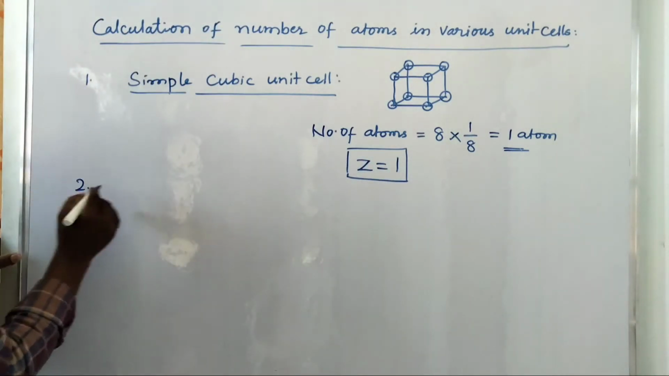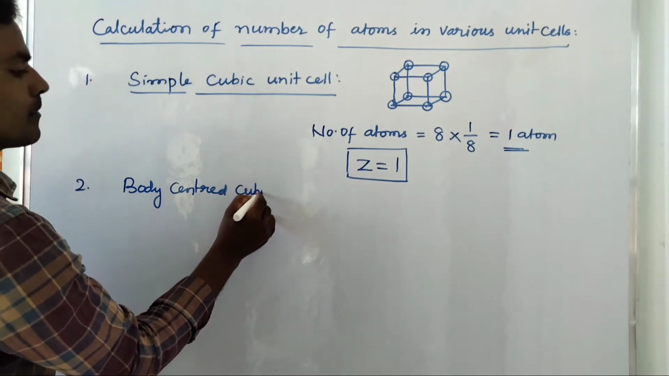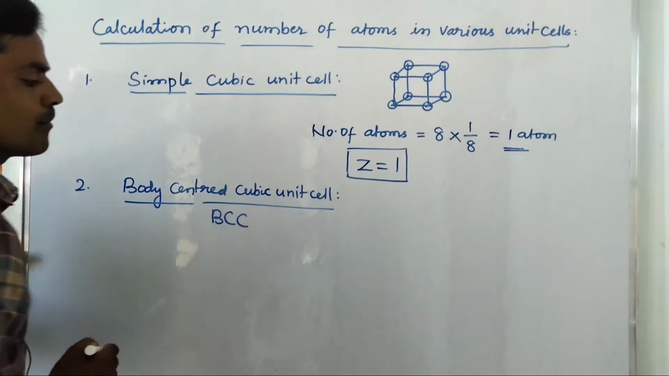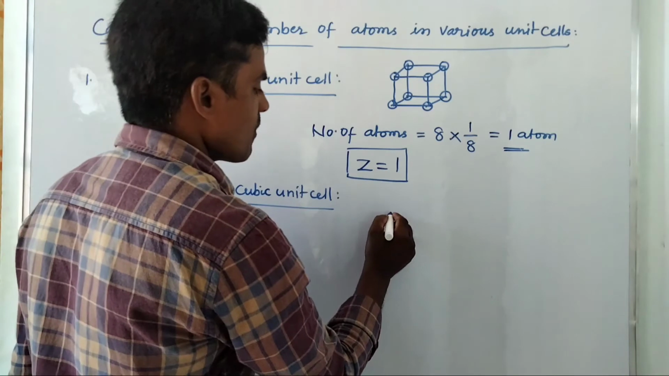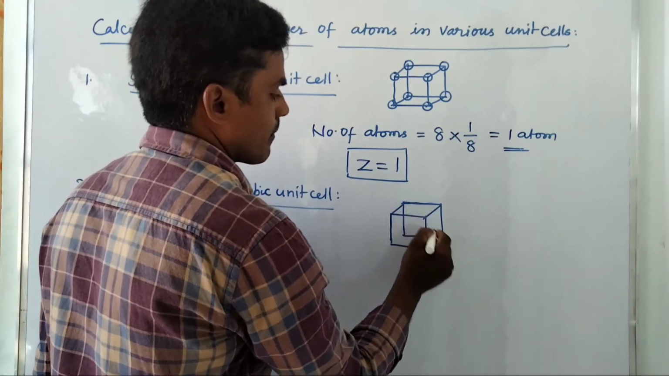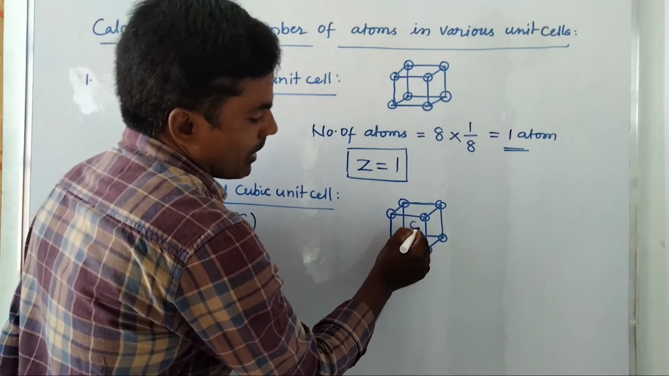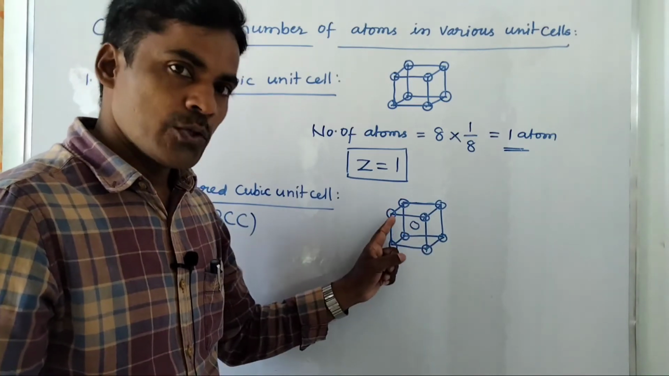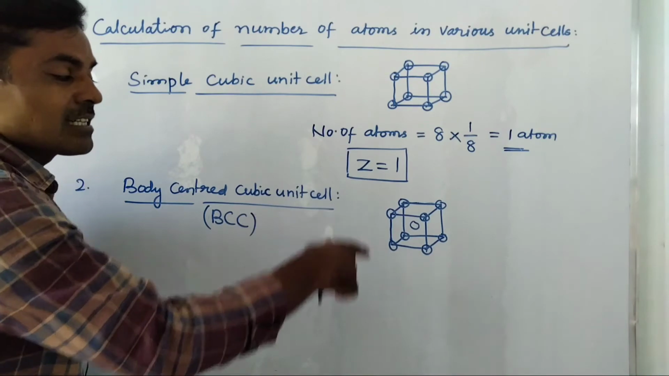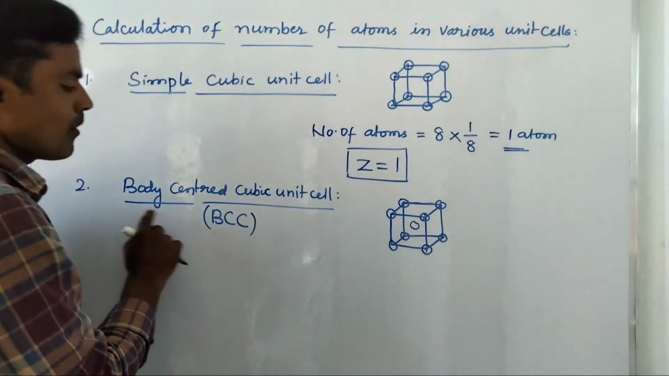Right. Now the second one is the body centered cubic unit cell, BCC. In a BCC unit cell, the atoms are present at corner positions besides the center of the body. One atom is present at the center of the body. So this is called the body centered cubic unit cell.